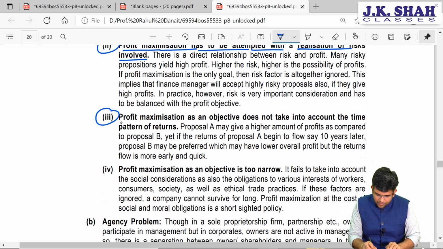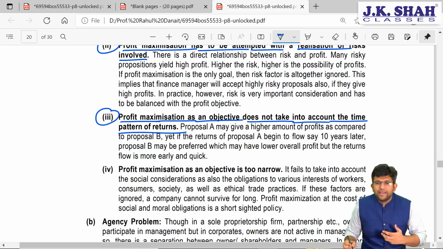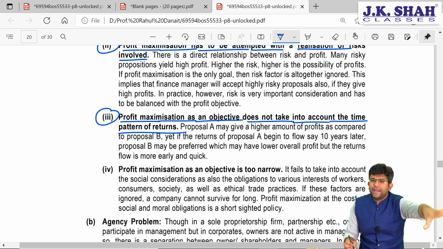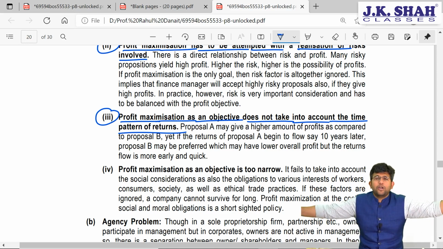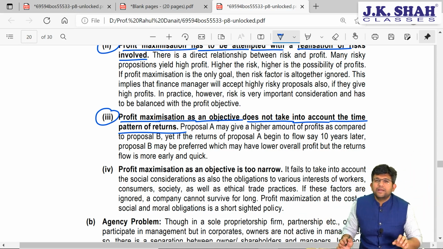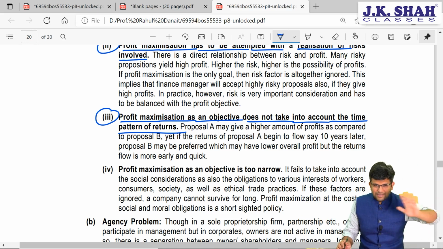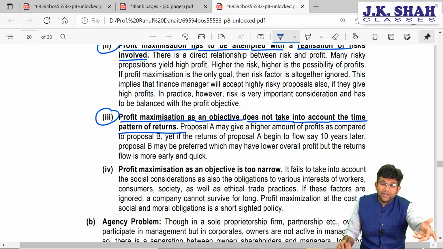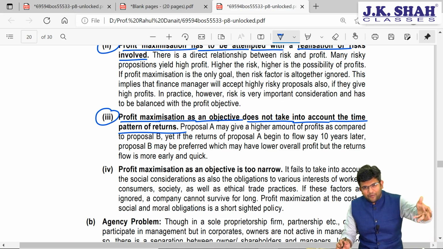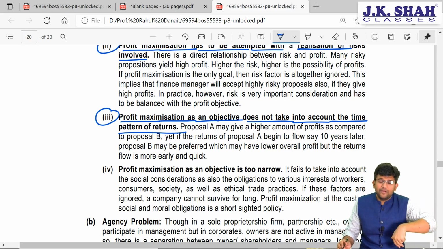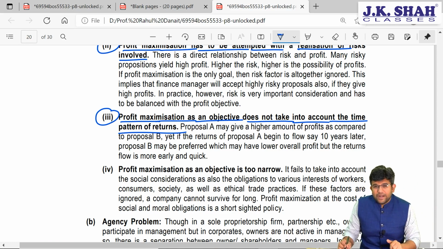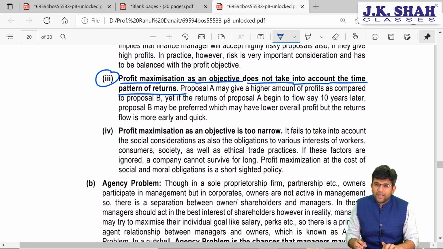Point number 3, profit maximization as an objective does not take into account the time pattern of returns. Now children, if I say that okay, I want to go for project A, because this project will give me a lot of profit, but it will take around 20 years for that profit to be generated. We will have to wait. Now students, this waiting time period also needs to be taken into consideration, right? It is not only the profit that is getting generated, also the time in which the profit will get generated, that should be taken into consideration. So this is the third issue, the timing factor is ignored.